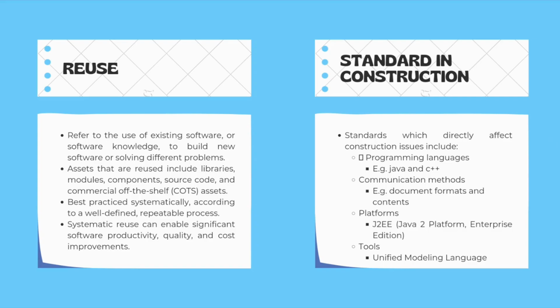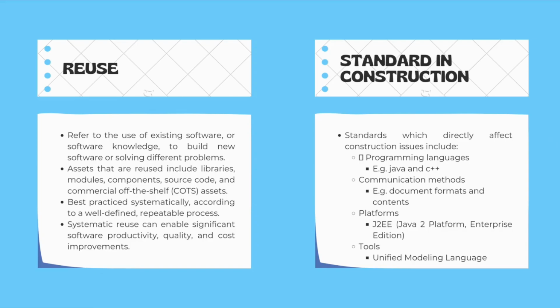For reuse, this refers to the use of existing software or software knowledge to build new software or solve different problems. Assets that can be reused include libraries, modules, components, source code, and commercial off-the-shelf (COTS) assets. Best practice is to do it systematically, according to a well-defined repeatable process. Systematic reuse can enable significant software productivity, quality, and cost improvements.